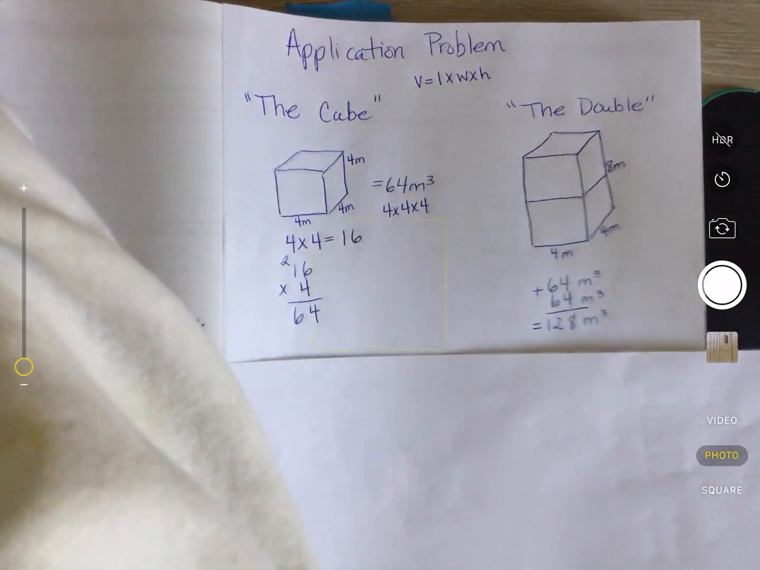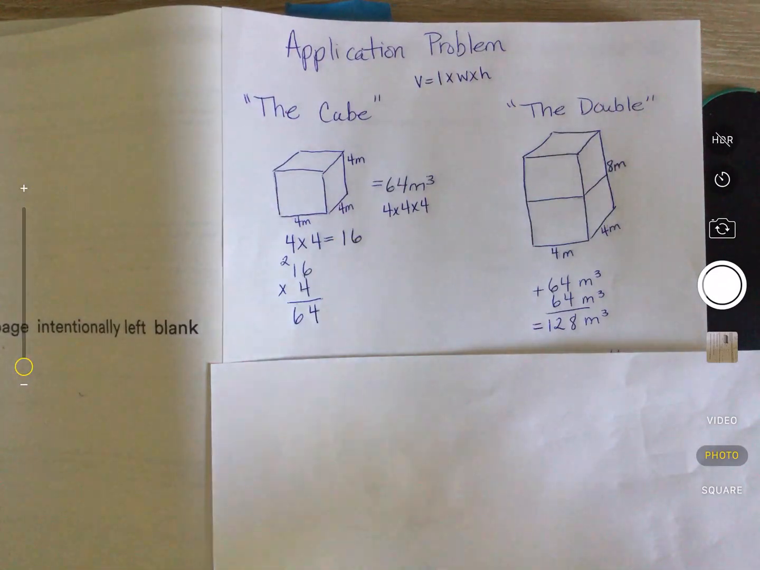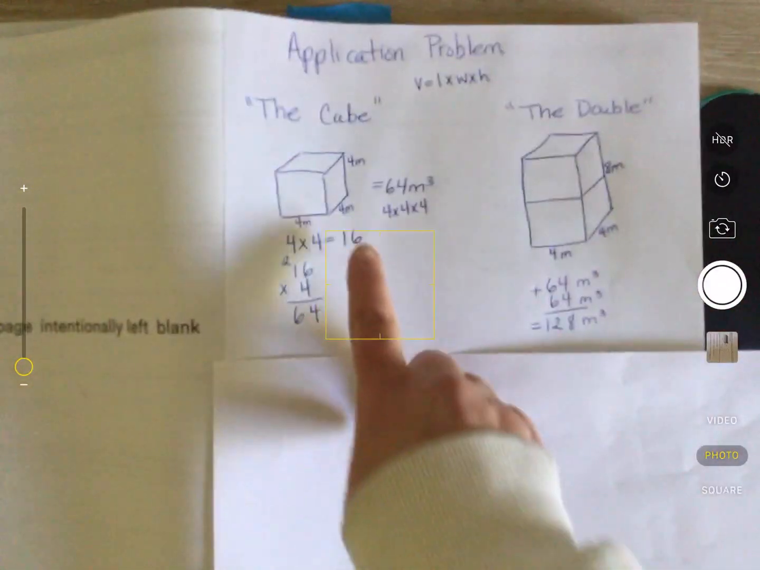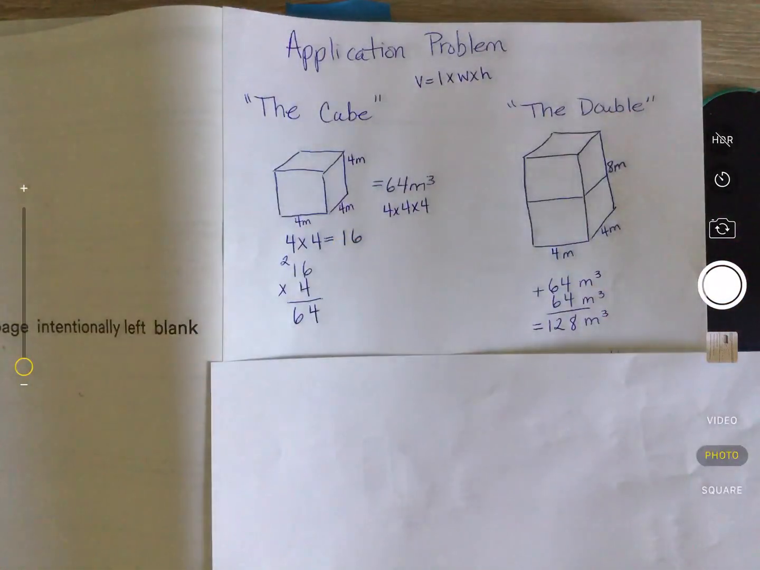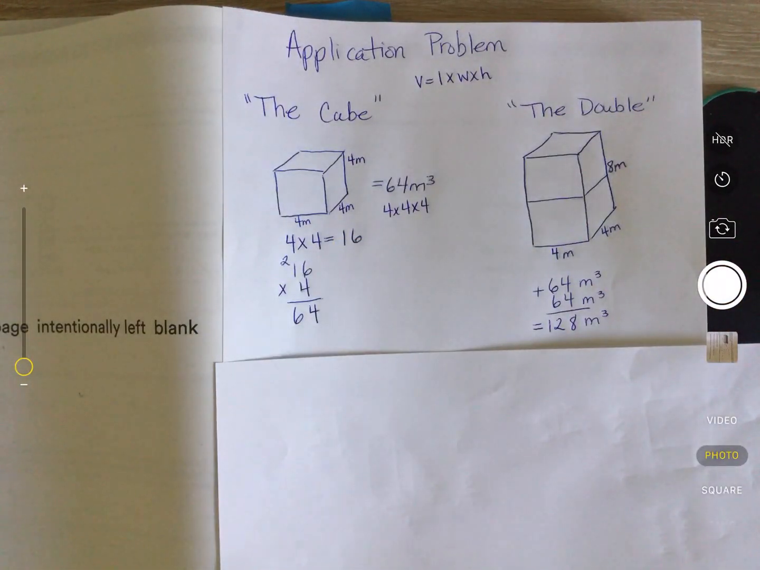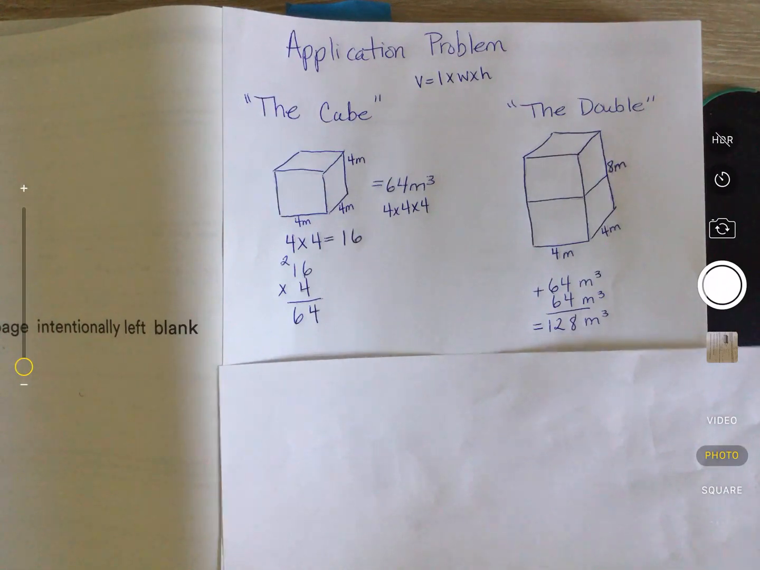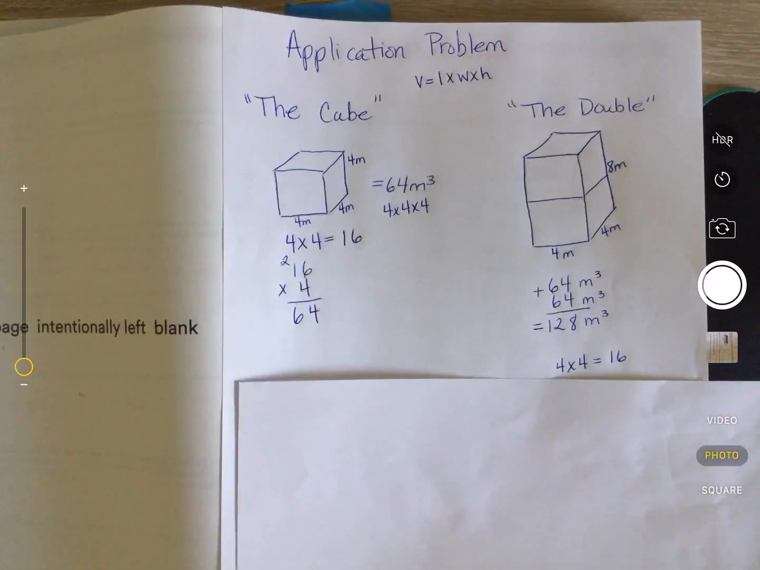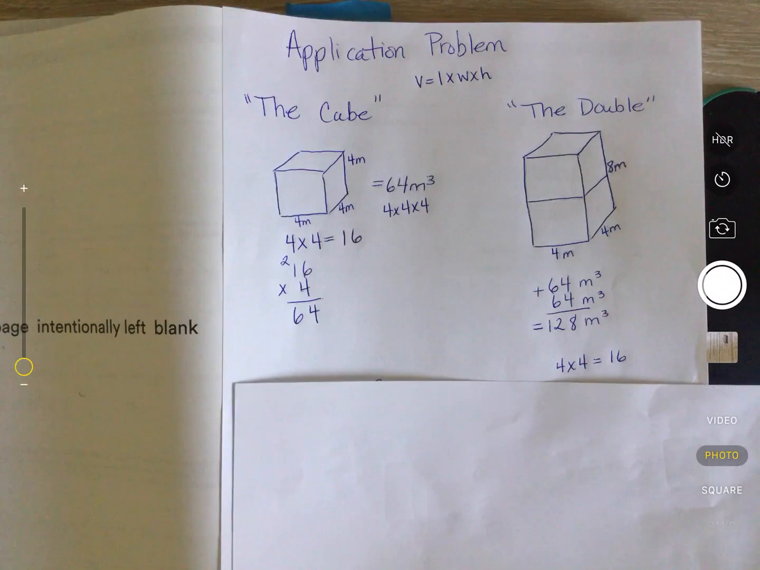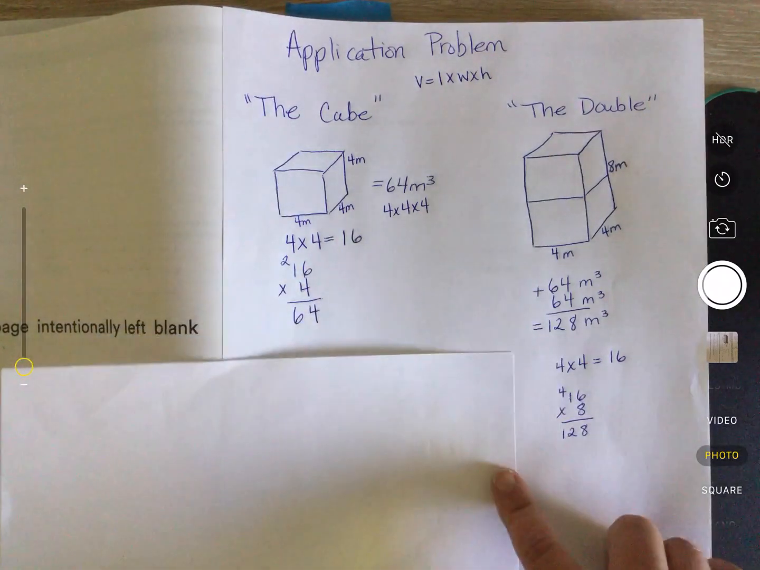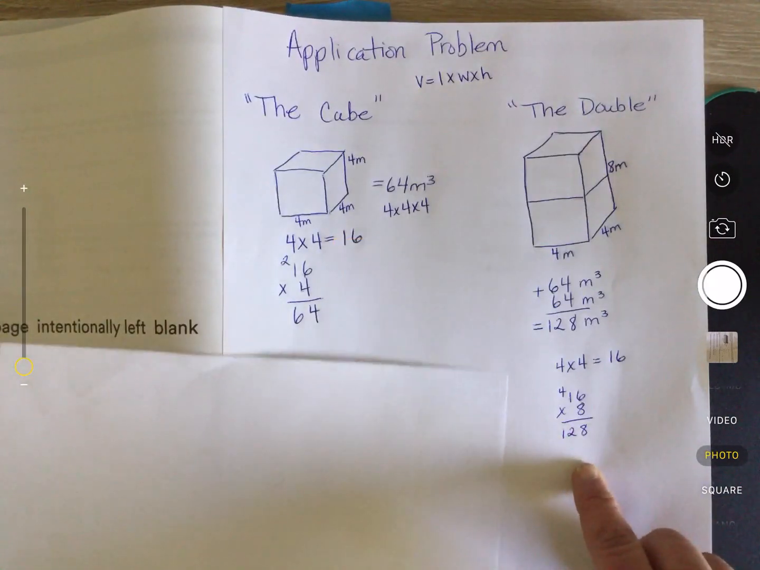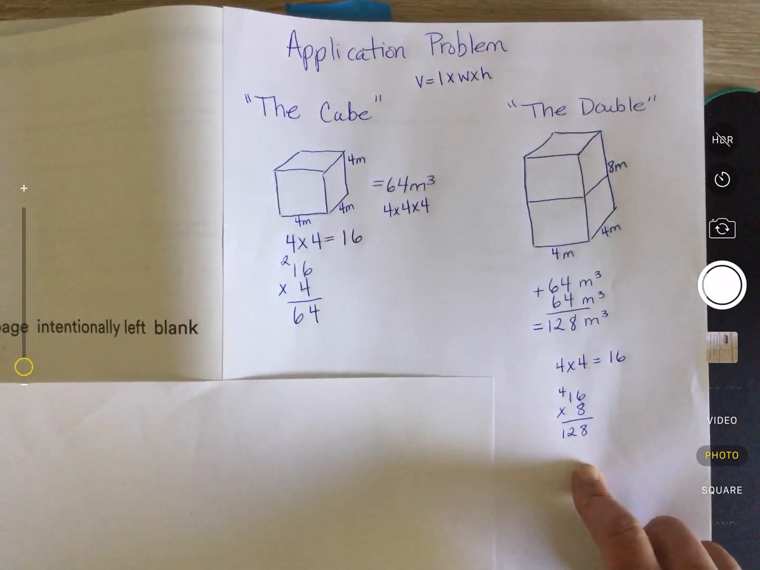So you can see that we had 64 meters cubed here, so you have 2 of them, so add them up, 64 plus 64, and you get 128. Or you could multiply it. 4 times 4 is 16, and then 16 times 8 equals 128. Okay, then we did our half.